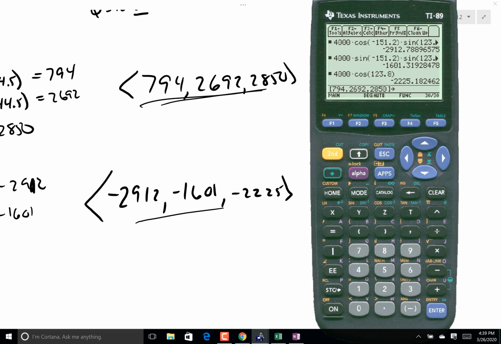STO, that's the STO button. I like to store it as A. Don't ever store X, Y, Z, or T. Word of warning. Don't do it. You'll regret it, I promise. Because then you'll be graphing something and wonder why the thing isn't working. Because you stored something as X, you goober. Ask me how I know. Oops. Negative 1601.